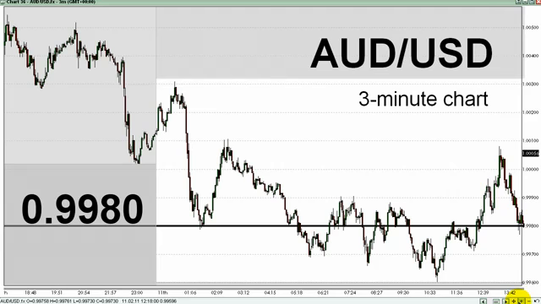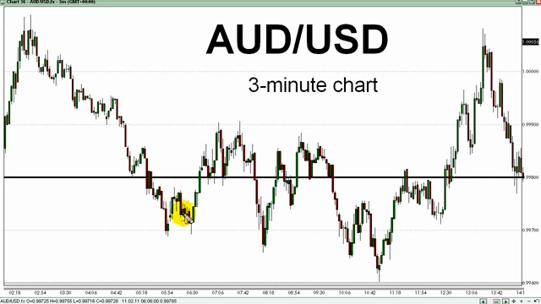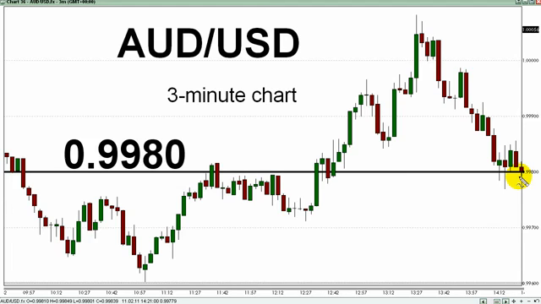Now let's zoom in for a closer look at recent price action. Maybe it's just me, but it seems as if the Aussie has shown respect for that 99.80 area on multiple occasions over the past several hours. I've highlighted some examples of that with blue arrows. Now if I zoom in a little further on this chart, I can see on the right-hand side of this view how this pair has stalled in the 99.80 area for several minutes, actually some 15 minutes.